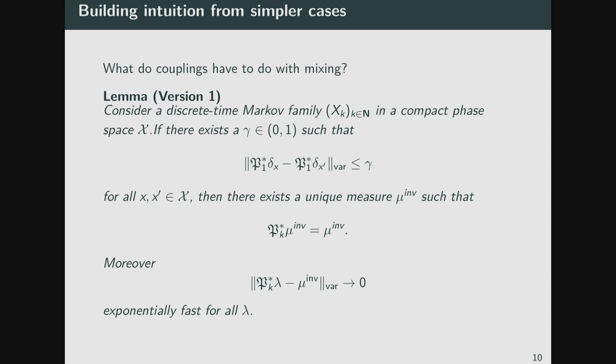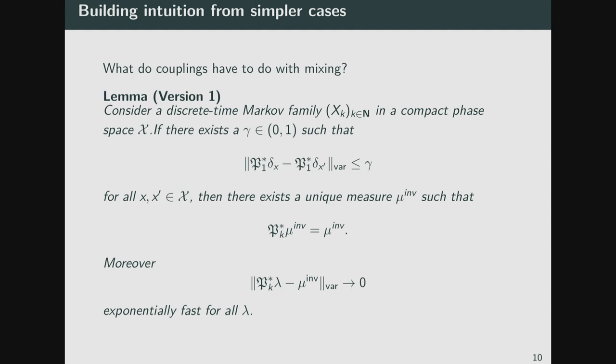So really, when I say the total variation distance between these things, it's really about the total variation between the transition functions in time step 1. So how do you prove this? Well, through couplings. That's why I'm talking about this. Well, there are two proofs of this, actually.